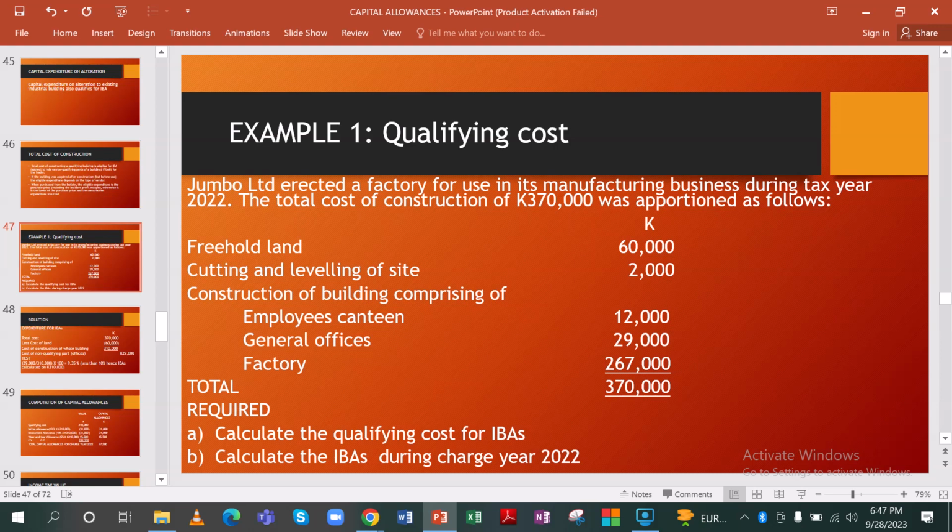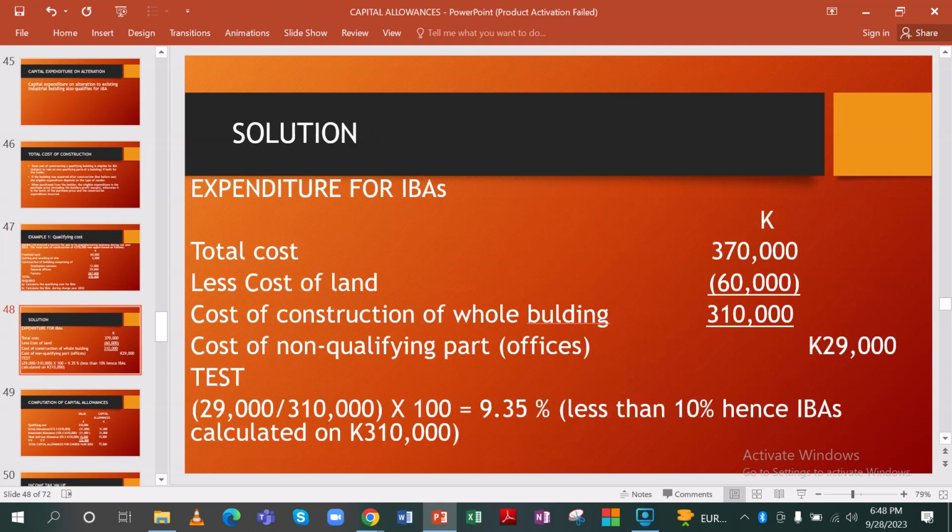We have freehold land showing 60,000. That has to be taken out. Since the other two are not there, we only have land of 60,000 and we take it out from 370. So we are going to take out 60,000 from 370, meaning that you now have a cost of construction for the whole building sitting at 310,000. Are we together? 310,000. Are we together?